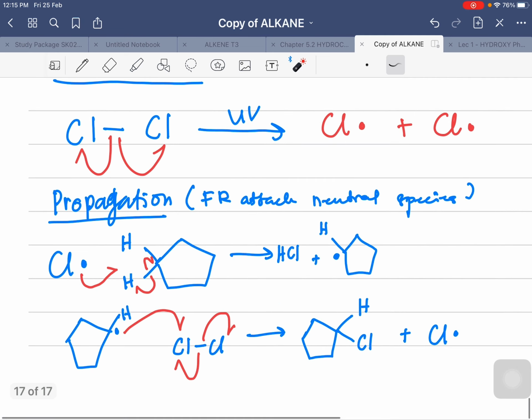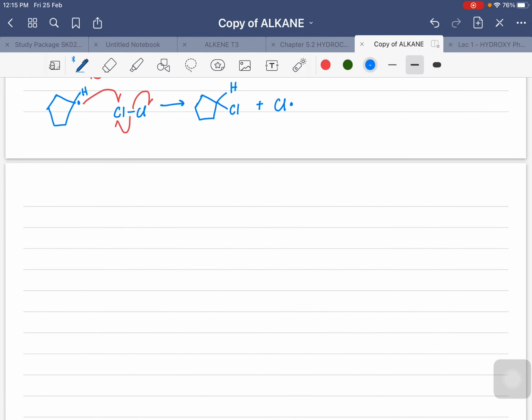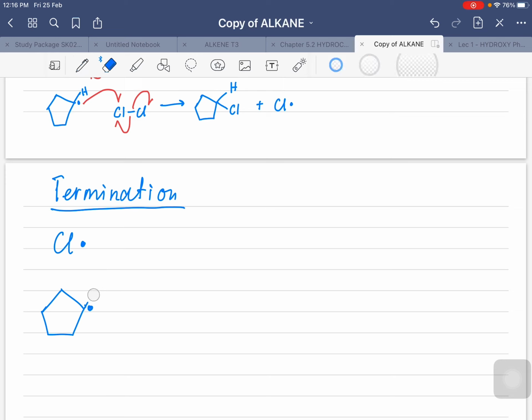So we need to stop. If we stop, kita kena senaraikan dalam termination step ni, terminate. Okay, ada dua jenis radical yang dihasilkan, iaitu chlorine radical dan juga alkane radical. Okay, so yang ni dia ada hidrogen. Kalau kita tak tulis hidrogen pun tak ada masalah, kita boleh padam sebab kita buat ni skeletal. Okay, dua jenis radical yang kita hasilkan adalah alkane radical dan juga chlorine radical.